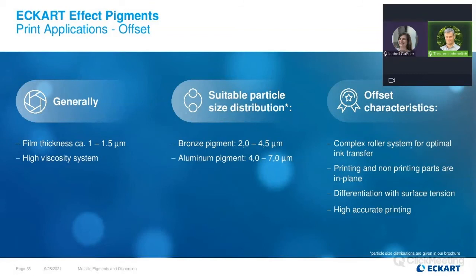Offset characteristics: it's a very complex roller system for optimized ink transfer. It offers printing on non-printing and printing areas in plane on the print cylinder or on the printing sheet. And therefore, the differentiation works with surface tension. As I said, hydrophilic and hydrophobic areas on the printing plate. But nevertheless, it's a very high accuracy printing process, which is unmatched by any of the other mentioned print technologies.